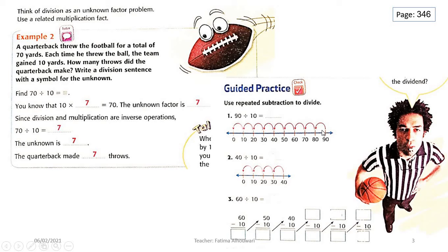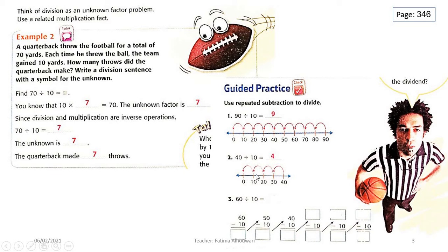We subtracted groups of 10 nine times. So 90 divided by 10 equals 9. Or simply, we can remove the 0 from the dividend and we get 9. Question number 2, 40 divided by 10 equals what? Again, we can remove the 0 from the dividend and the answer is simply 4.